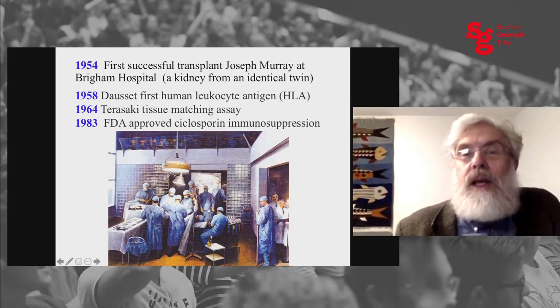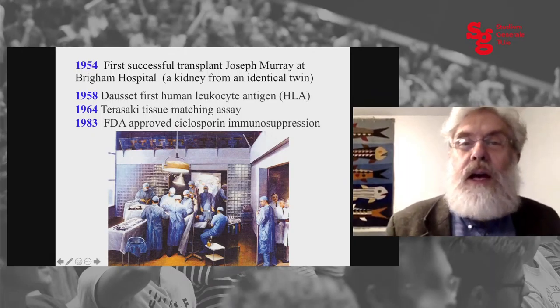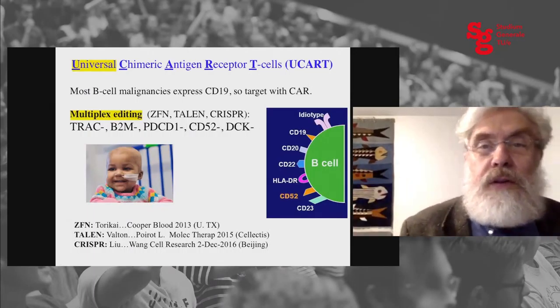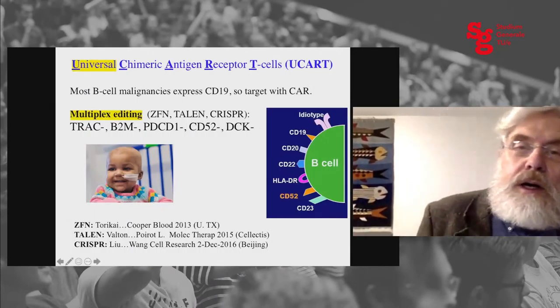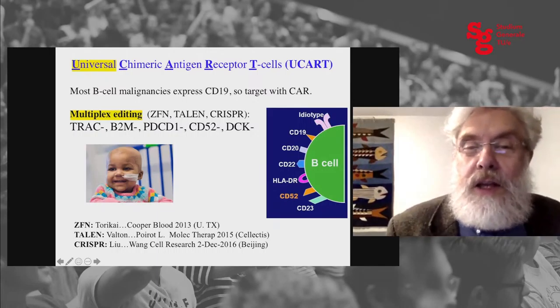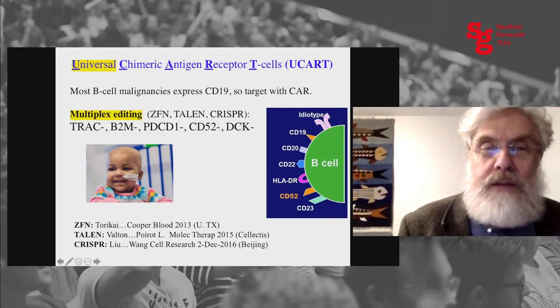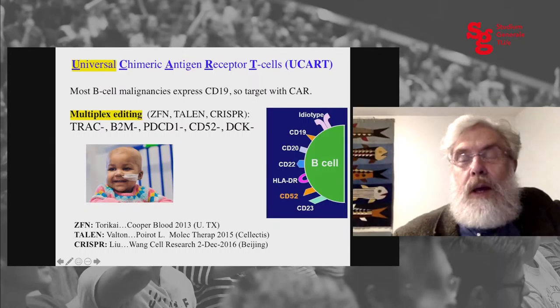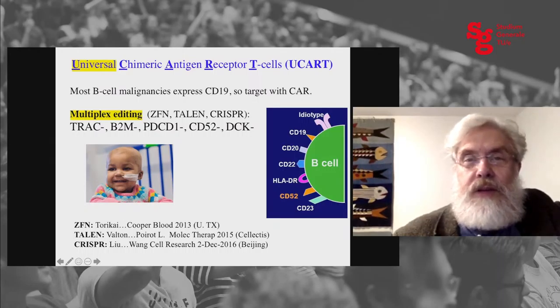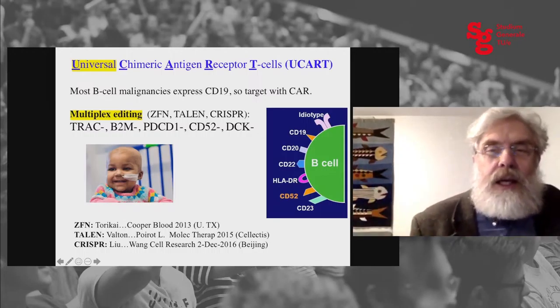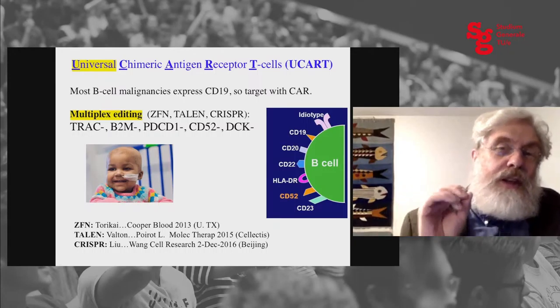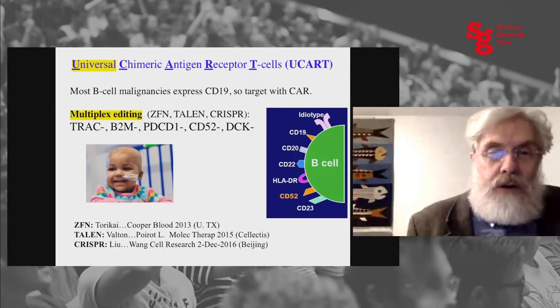And ever since then, even with immunosuppression, you still have to have very good matching of tissue types. And for the first time now, we have cell therapies and tissue therapies where we don't have to have matching. That is because of chimeric antigen receptor T cells, T cells that have been engineered to fight B cell malignancies in the blood. You want them to not be rejected. You want the T cells to neither attack the host nor have the host attack them.